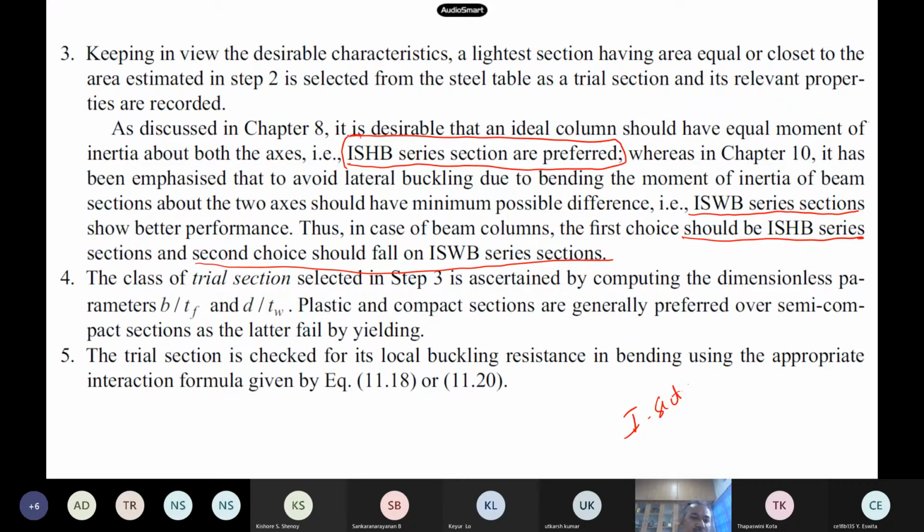So in the steel tables, always select ISHB, and from there see whichever you take, and then do the routine process. Now you have to do the classification. If you can classify your member as plastic or compact, the design equation is different. Semi-compact sections are not preferred, of course, because they will fail by lateral yielding, and there may be buckling also. Anyway, the two interaction equations are there. For plastic and compact, you should use a capacity check and this one. Once you have done this, you check the buckling, then capacity and other things.